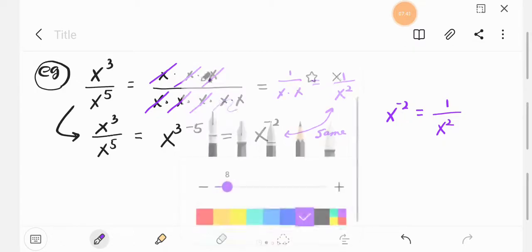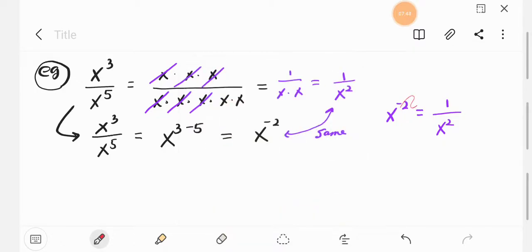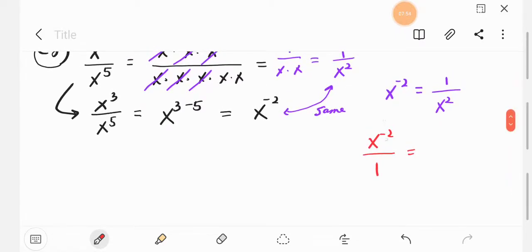So when you change the sign of the power, then this is equal to 1 over, right? So x to the negative 2 is equal to 1 over x squared. The numerator is 1. So whenever you change the sign of the power, then make it positive, and move it to the denominator. So when you move an exponential form from the numerator to the denominator, or from the denominator to the numerator, if you move it up and down, then change the sign of the exponent.